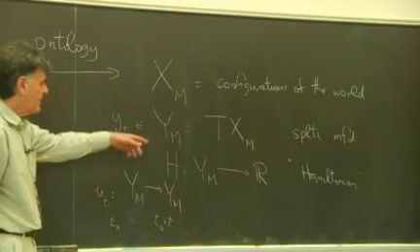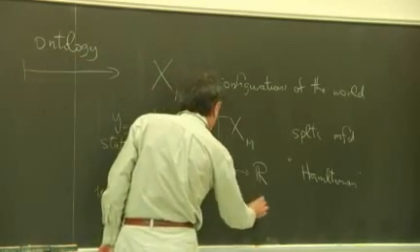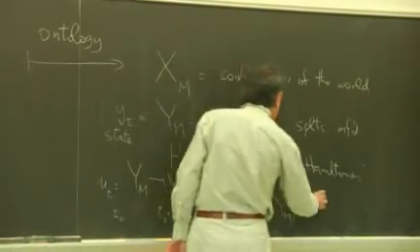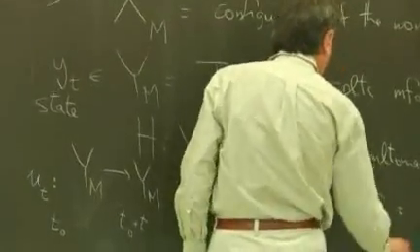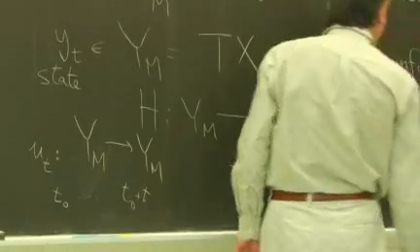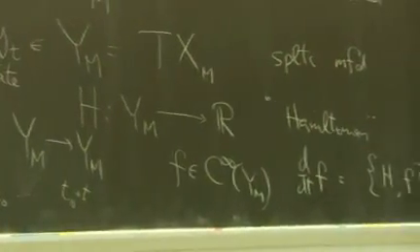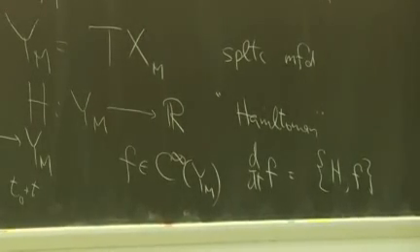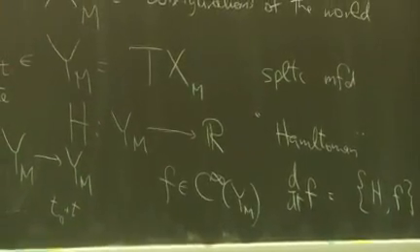And it's described in terms of this structure simply by saying that if you take any C infinity function on Y_M, the way in which it changes in time is given by this Poisson bracket. This is encoding the symplectic structure on the manifold. So there was this straightforward account. There was an ontology, and then there was this theory of dynamical systems.